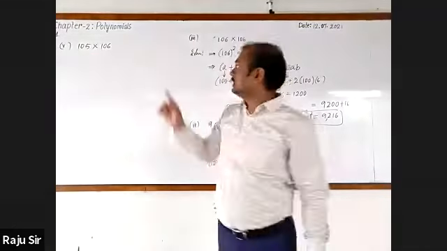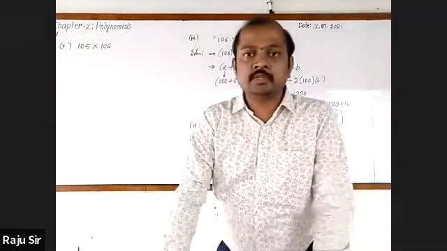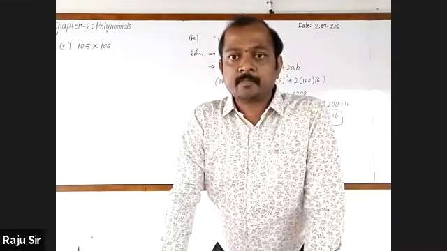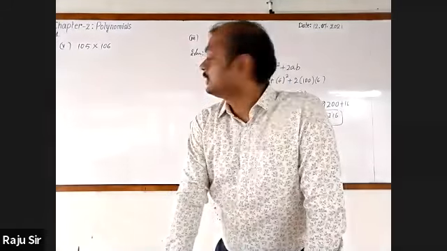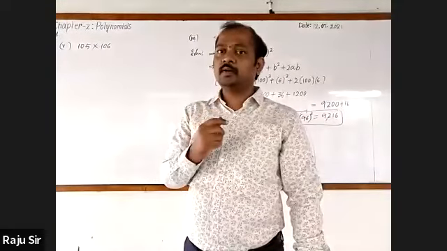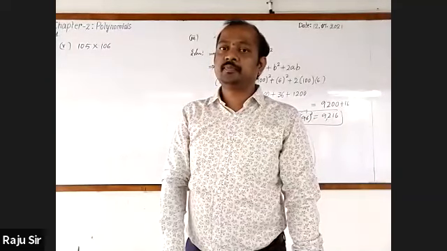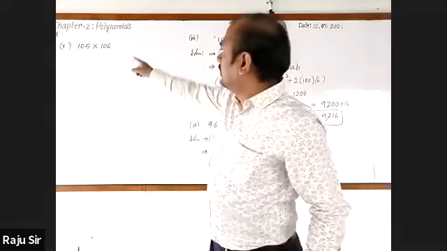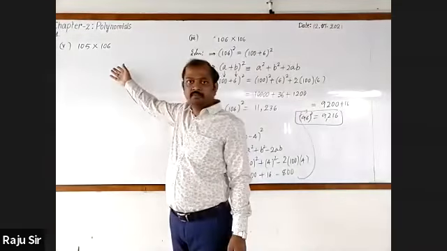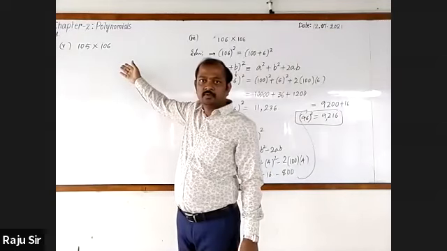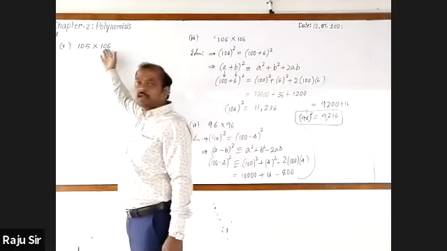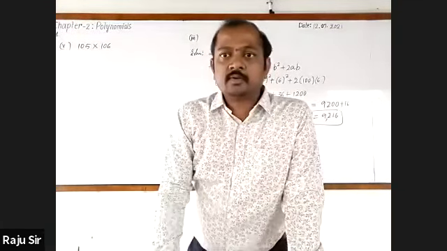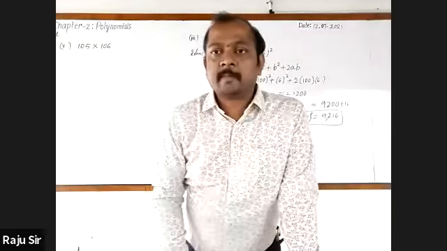Tanvi, could you tell which identity can be used for solving this? Sir, A plus B whole square is equal to A square plus... How? Wait, she's trying. Tanvi, are these two numbers one and the same? Here is 105 and this is 106. They are not equal. Sir, A plus B into A minus B.